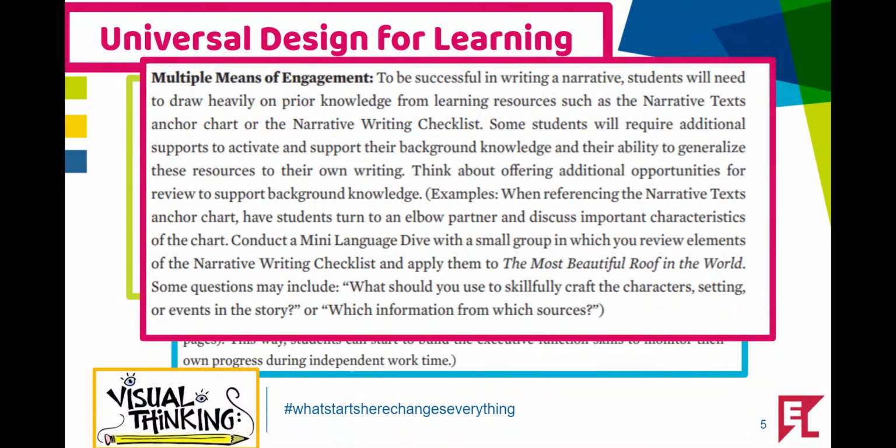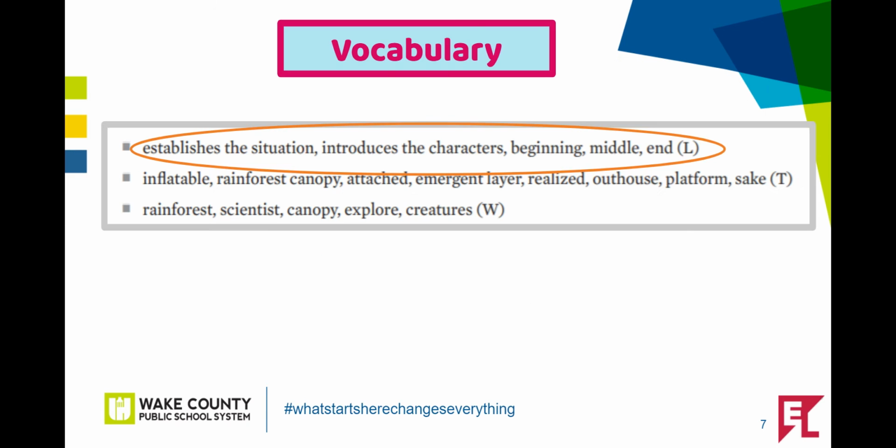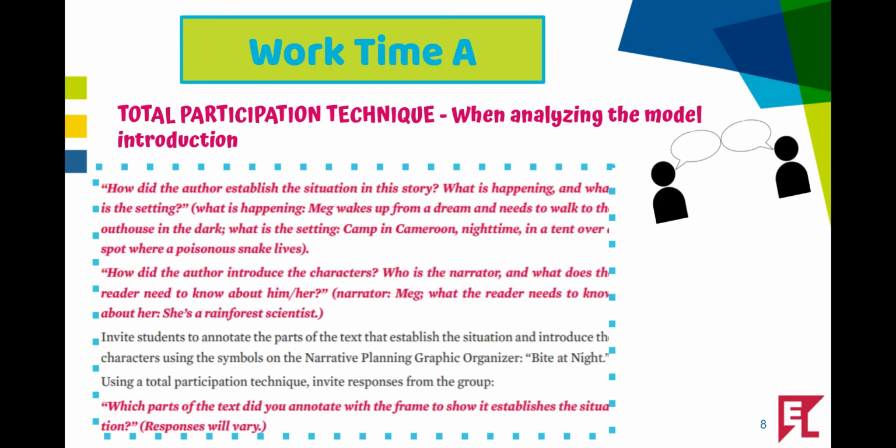To be successful in writing narratives, students will need to draw heavily on prior knowledge from learning resources such as the Narrative Text Anchor Chart or the Narrative Writing Checklist. Consider using a modified narrative writing checklist, such as the one linked on the next page. Here's an example of a modified writing checklist linked here. Review the domain-specific vocabulary. For the other vocabulary featured in the lesson, consider displaying a word bank for students to draw upon in their writing.